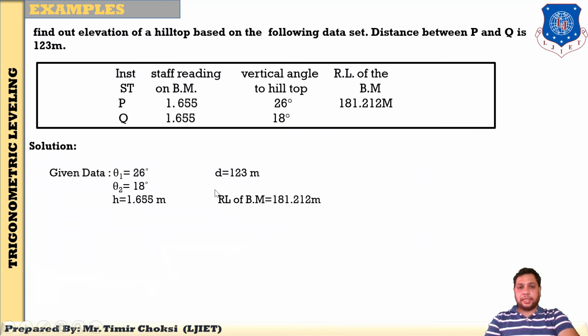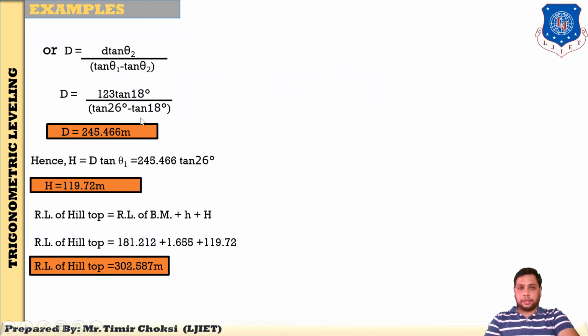So I have repeated this example. First, the data is given, which you write. Then draw the figure. Then you find the D, H and RL.